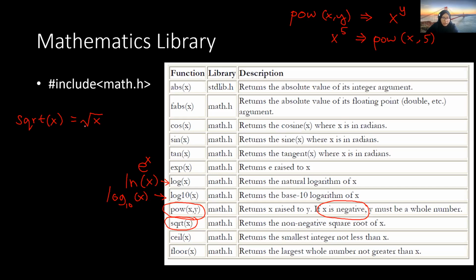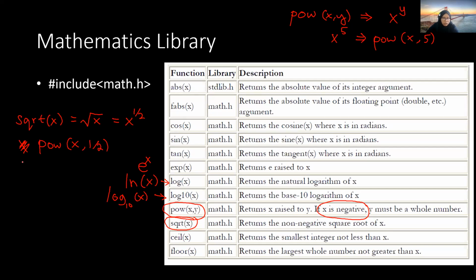And square root of x is the same thing as x to the power of 1 over 2. So I can also use the square root in terms of power. What does it mean by that? I can say power x, 1/2, because the power for square root is half. So I can just use half.